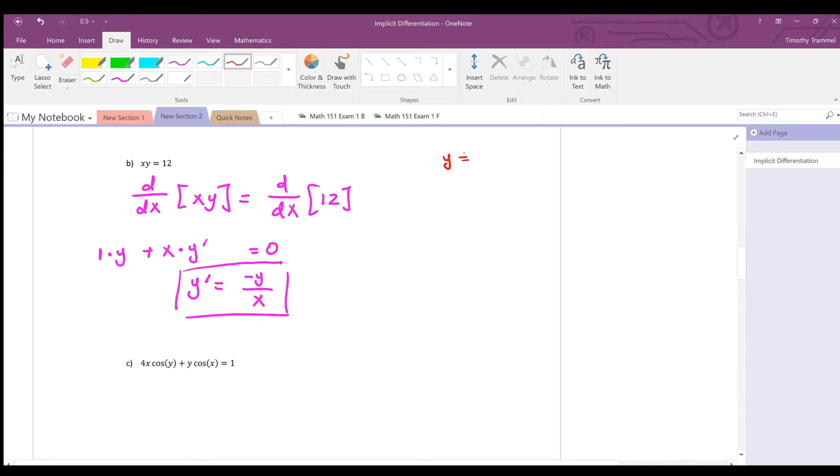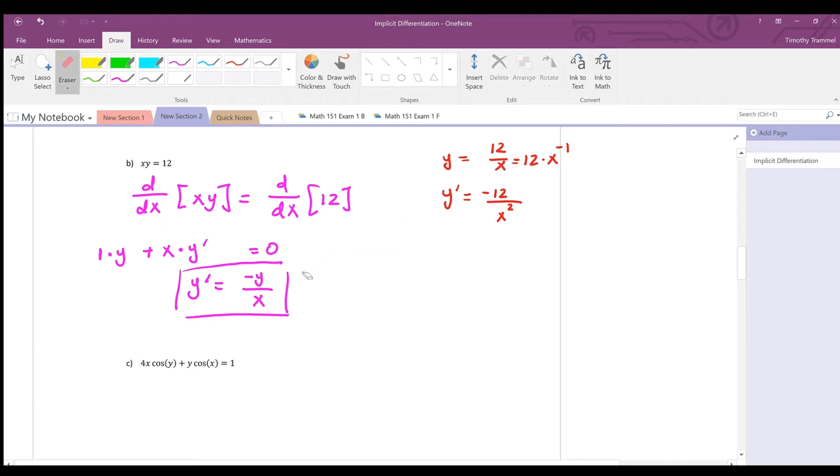But we could have solved the original equation for y, and if we had done that, we get y equals 12 over x, or how about 12 times x to the minus 1? We could have taken its derivative using the power rule, and we'd end up with what? Minus 12 over x squared. Okay. Now, the question is, well, these don't look the same.